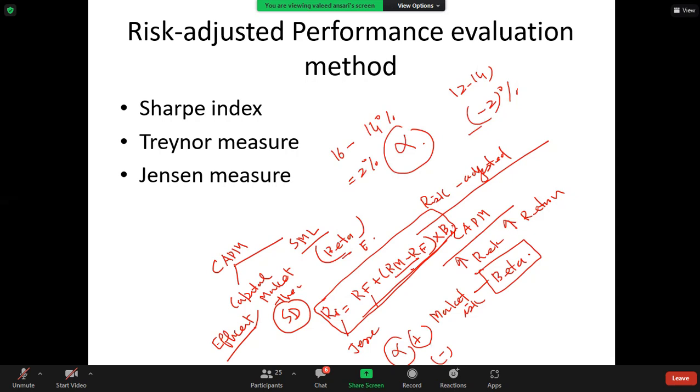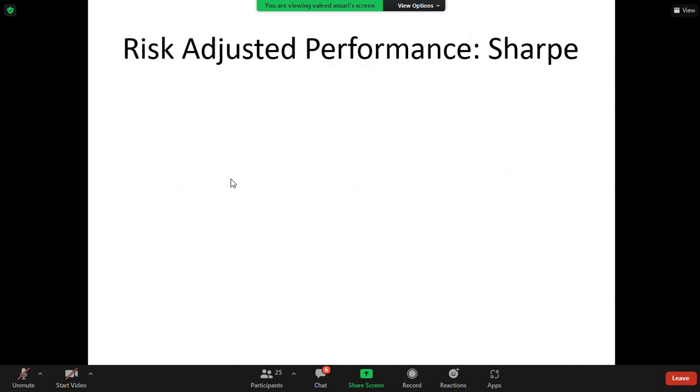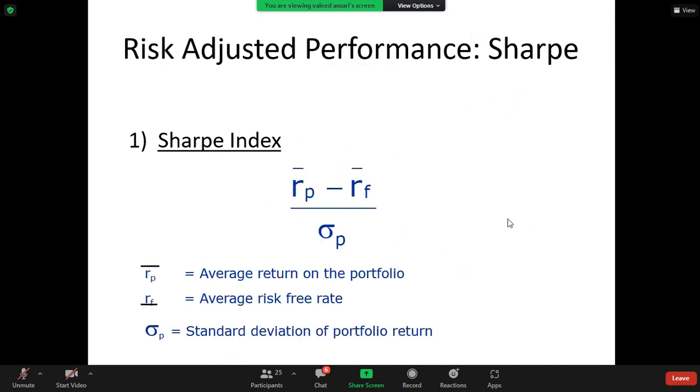So as I said, these measures have roots in the models which I have discussed with you, CAPM and others. So you can go through them. The first risk adjusted measure is the Sharpe index, named after William Sharpe, the inventor of the CAPM. It simply says the return on a portfolio minus the risk-free rate, divided by the risk of the portfolio. This is the return and this is the risk. So we are scaling the return by the risk.